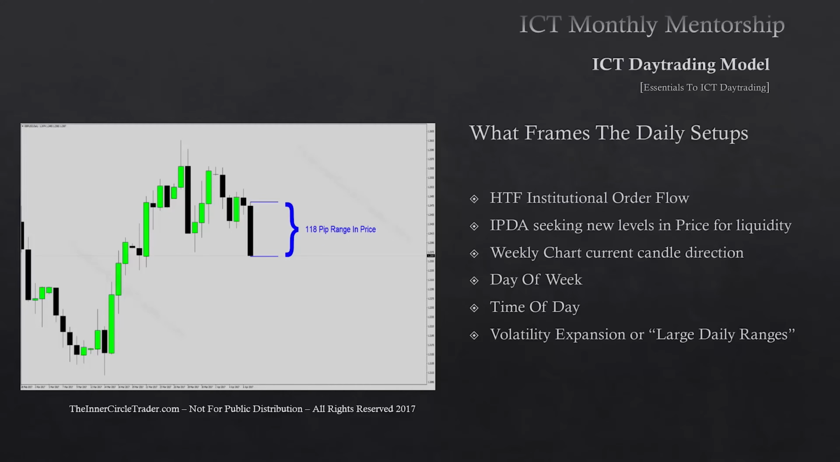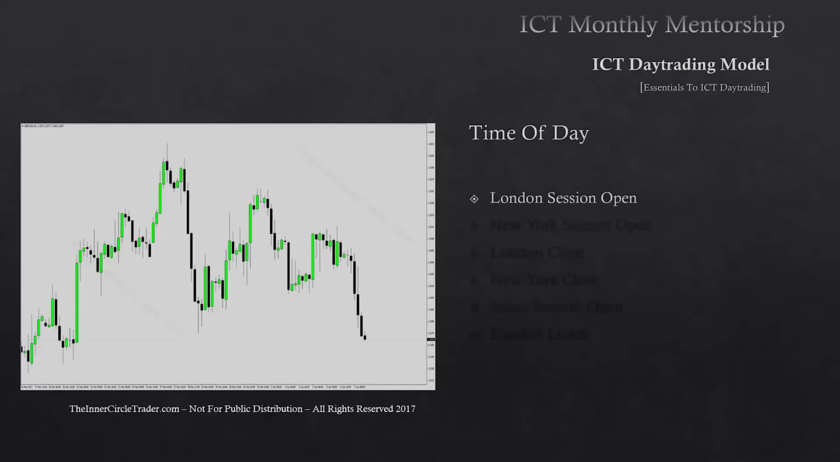And what we're primarily focusing on are volatility expansions or large daily ranges. Primarily, we're going to be looking for day trades at the London session open, and that is basically the ICT kill zone for London. And we're going to be talking in terms of New York time. So when I refer to a time here, it's going to be relative to what time it is in New York. So typically London, the hot spot for the high or low of the day, is usually between 2 o'clock in the morning and 4 o'clock in the morning New York time.